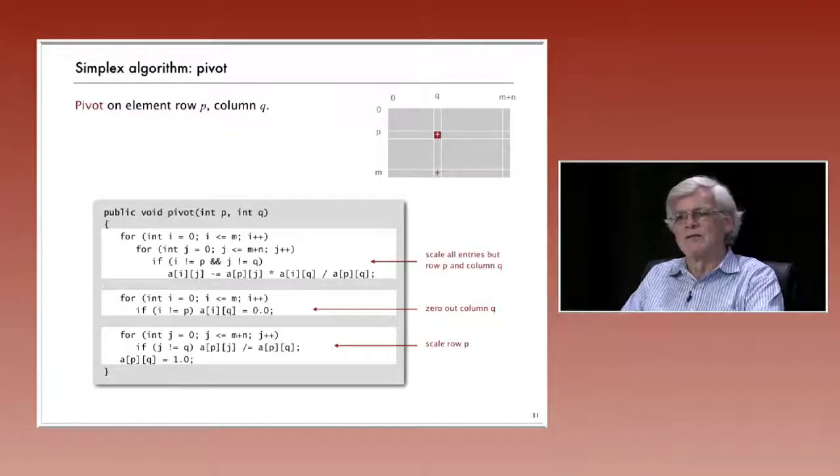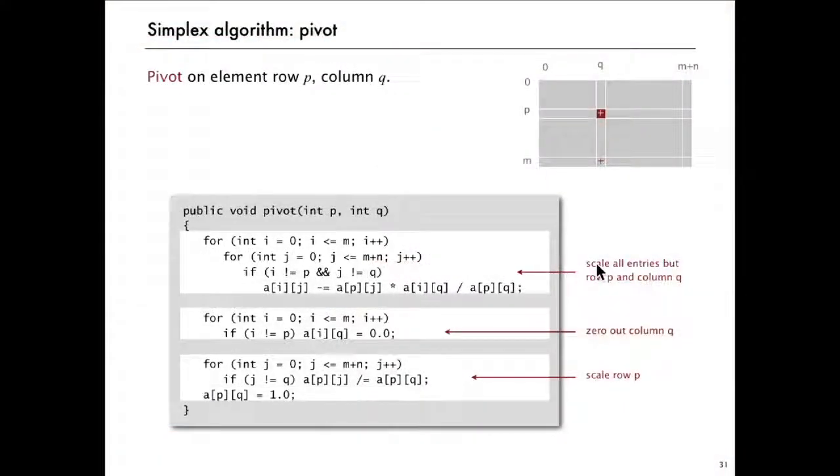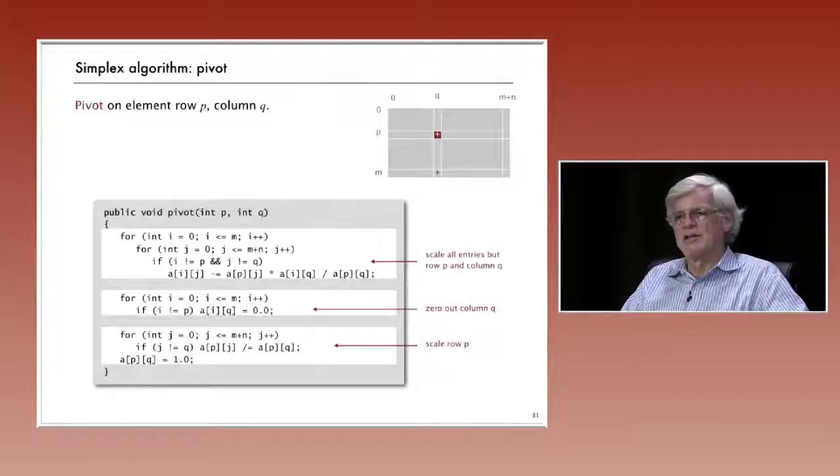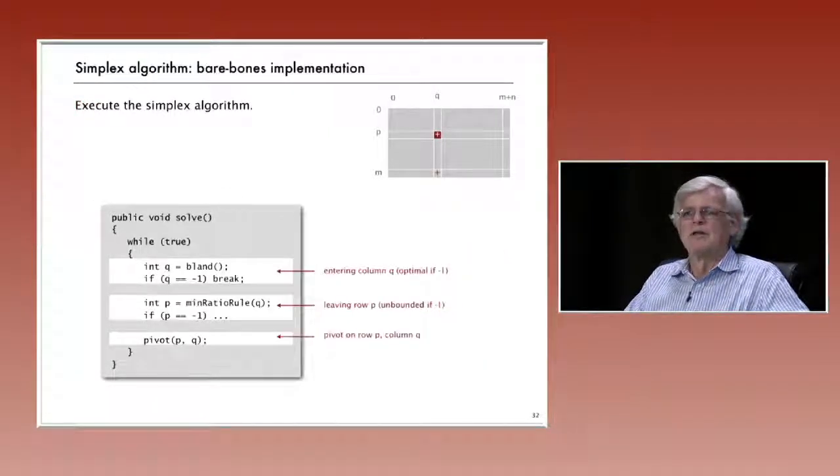And so we have the values P and Q, and we just go through and do the pivot. And then this is the same calculation that you do for Gaussian elimination. Scale everything, zero out column Q, and then scale the row. And I'm not going to do the details of that calculation. That's what you get when you solve for one variable substituting into the other equations. It's the same calculation as for when you're solving simultaneous equations.